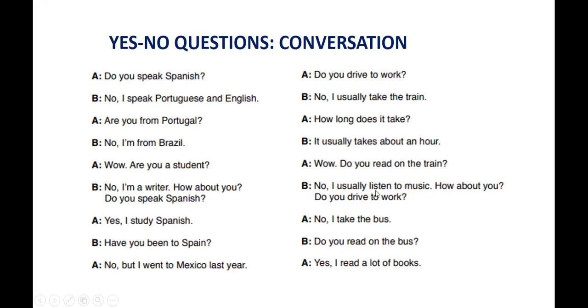Look this other verb, listen to music. Este verbo siempre va. Es un two-word verb. Es un verbo de dos palabras. Siempre decimos listen to. Listen to your teacher. Listen to your mother. Listen to your boss. Listen to music. And so on. Listen to the song, for example. How about you? Do you drive to work? No, I take the bus. Do you read on the bus? Yes, I read a lot of books.